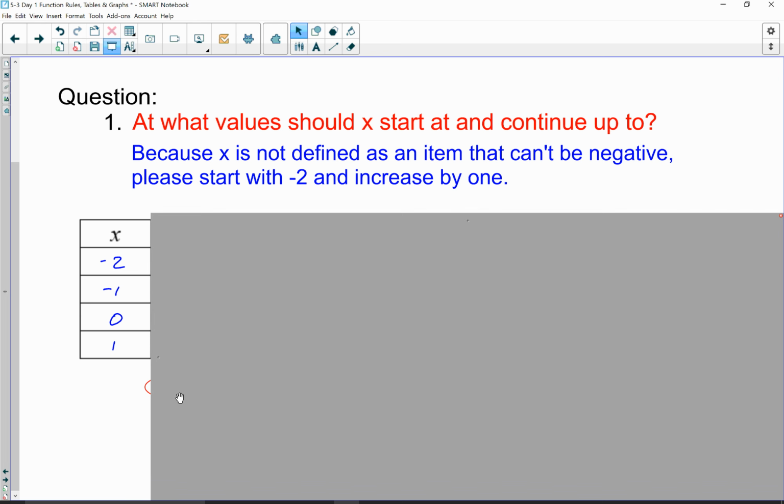So pause the video, take a second, complete your table, and then graph those points. Think about whether or not this would be continuous or discrete information, so whether you should connect it with a line or not, and then play the video and see how you did.